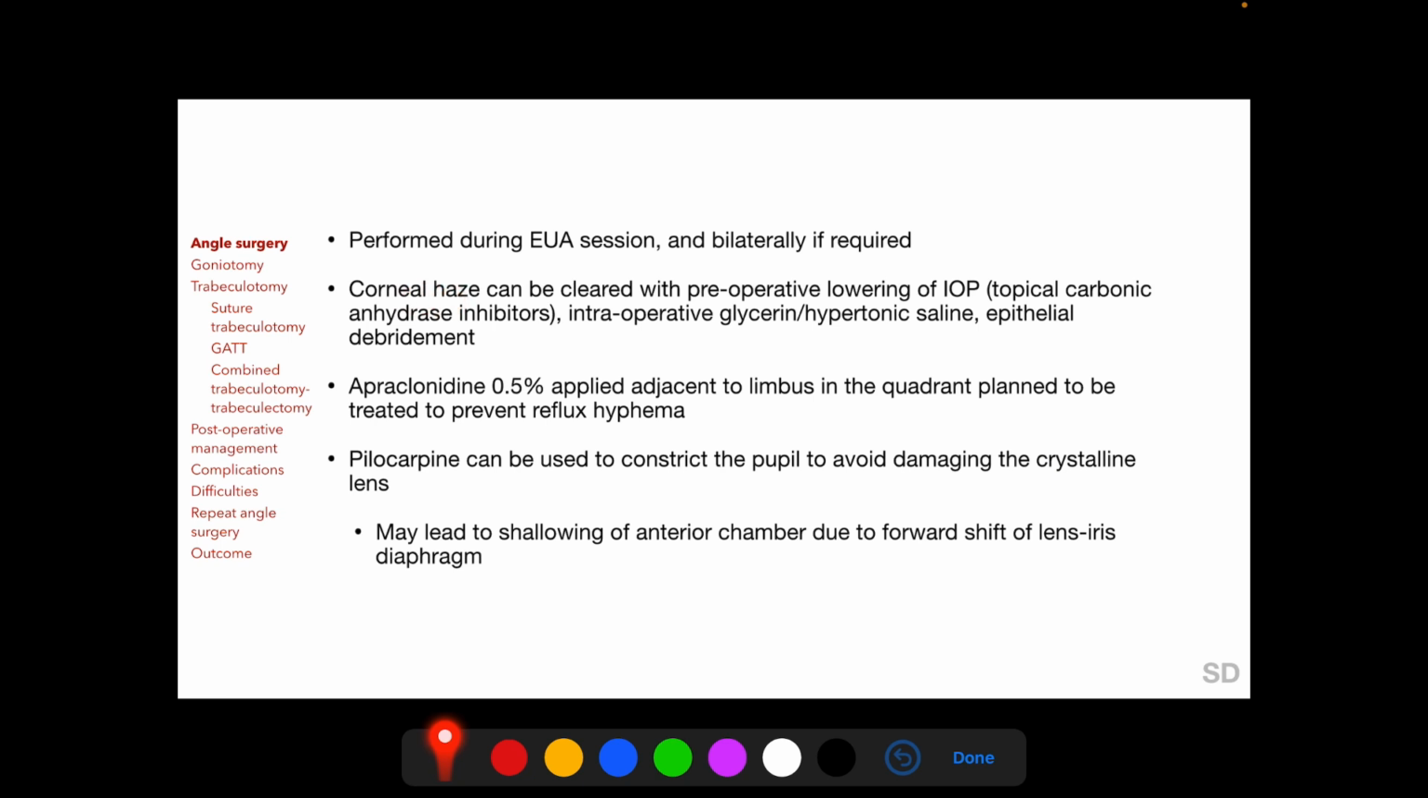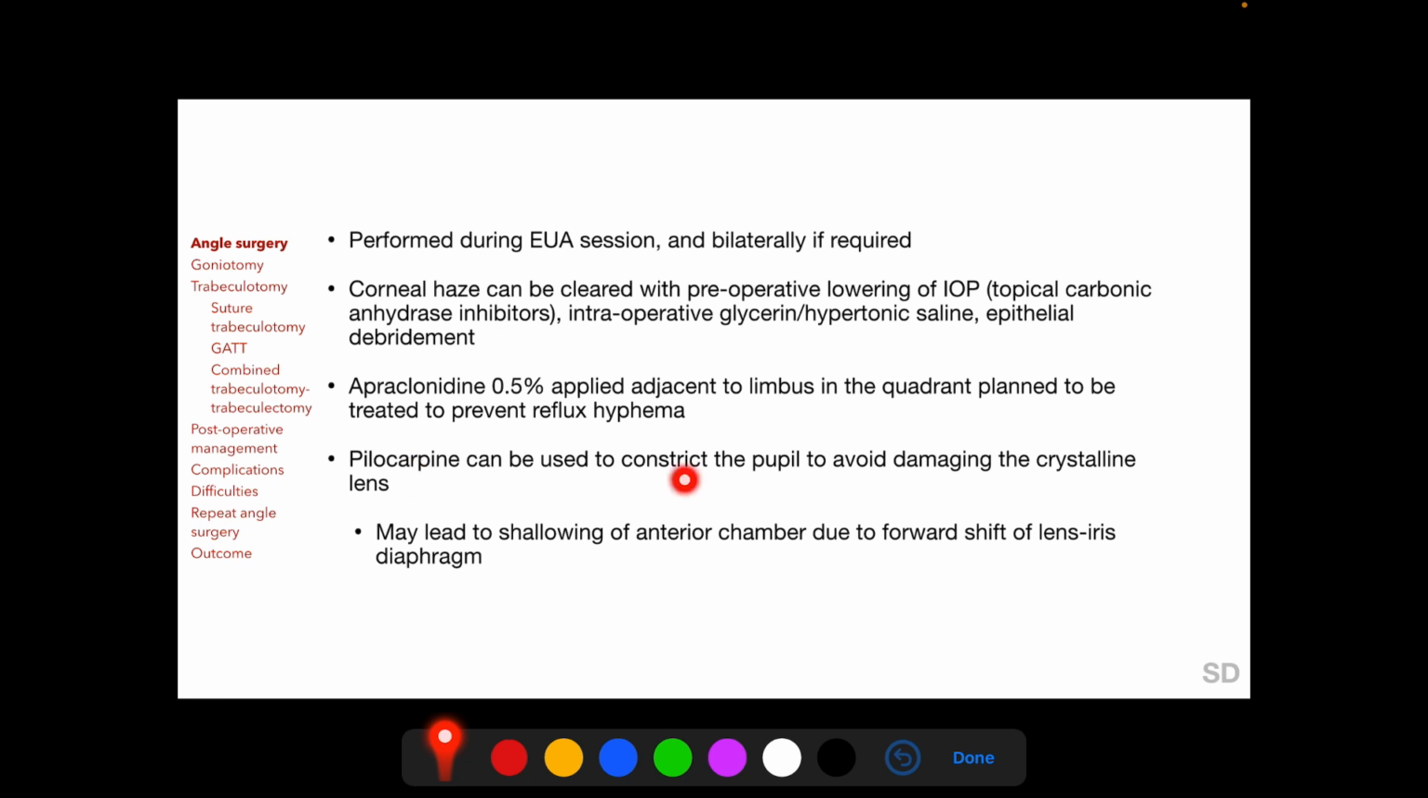Corneal haze can be cleared with preoperative lowering of intraocular pressure, and in pediatric patients, usually topical carbonic anhydrase inhibitors are employed, but topical beta blockers can also be used with adequate caution. Corneal haze can also be reduced with intraoperative application of glycerin or hypertonic saline on the cornea and by epithelial debridement. Apraclonidine 0.5% can be applied adjacent to the limbus in the quadrant planned to be treated to prevent reflux hyphema, which is very common during angle surgery.